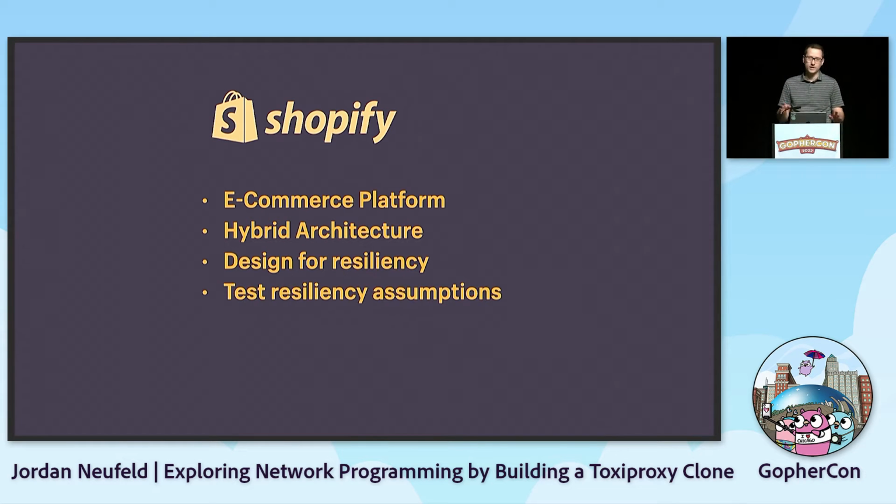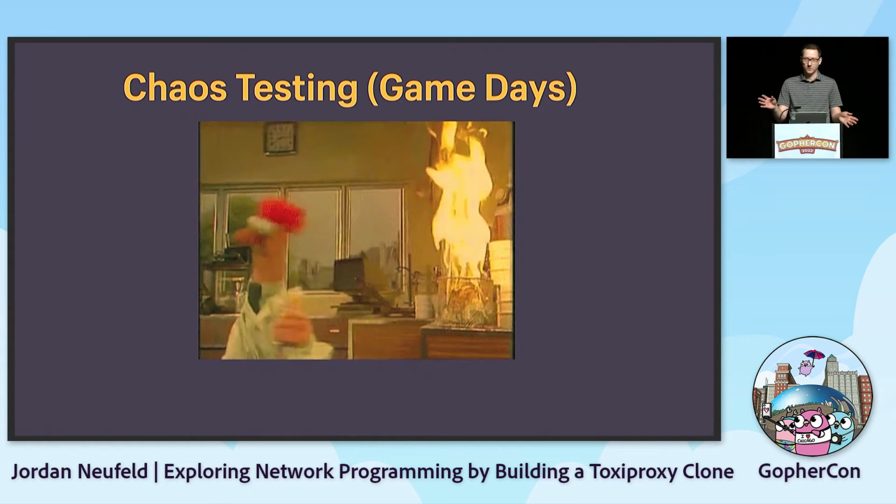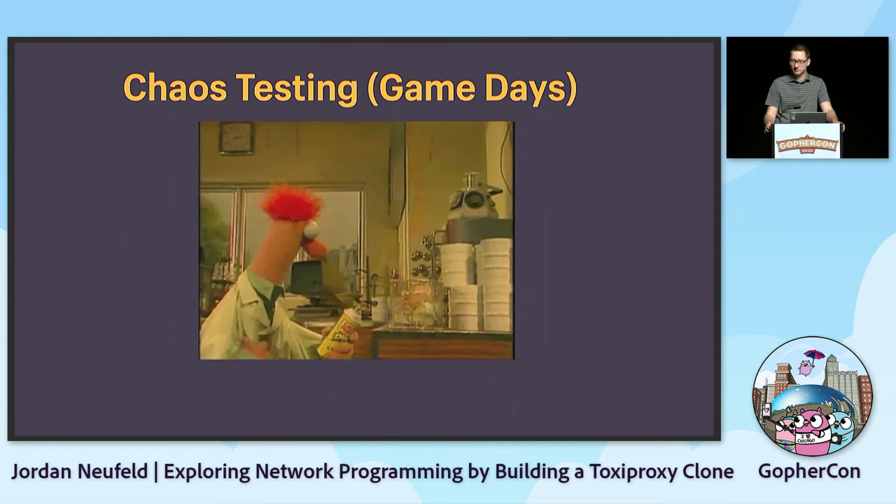But we need to be able to test these assumptions. Unit tests can test code business logic, but how do we unit test things like a flaky network, right? So in order to do this type of testing, we have a thing called chaos testing, or we call it game days at Shopify, where we test these resiliency assumptions.